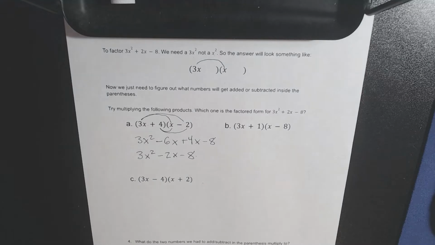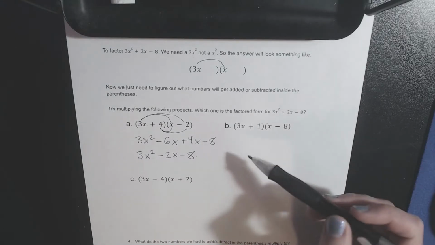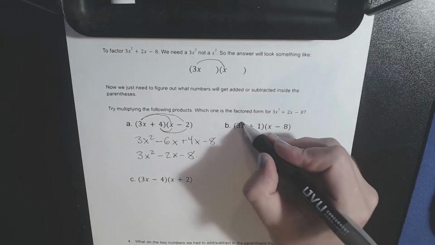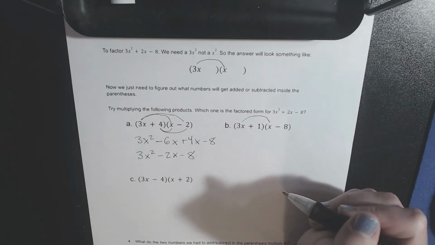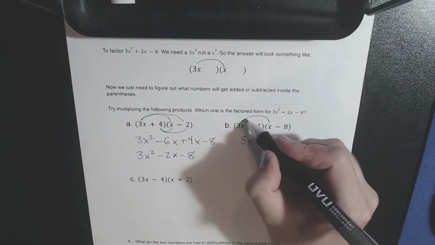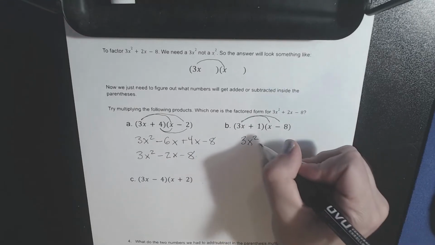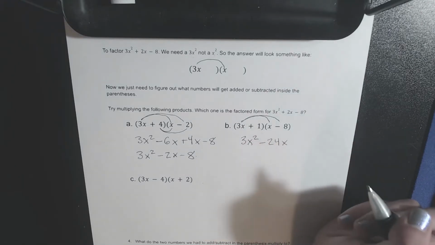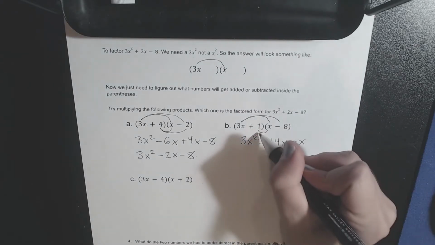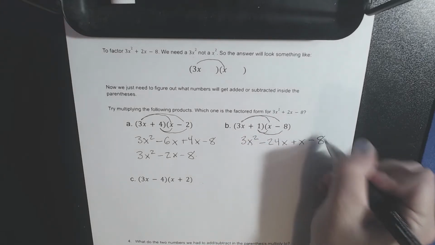So let's try another kind of guess here. Here's another possibility for what it could be. Let's try that and see if this will work for us. So we're going to do 3x times x. This would be 3x squared, which is what we wanted for the first term. Then let's do 3x times negative 8. That's negative 24x. And then 1 times x would be x. 1 times negative 8 is negative 8.